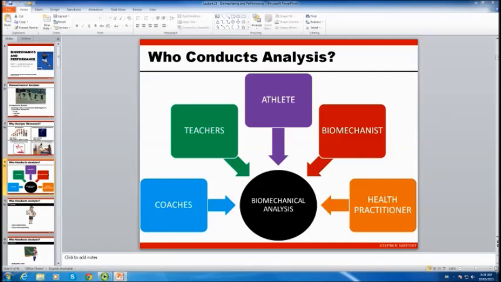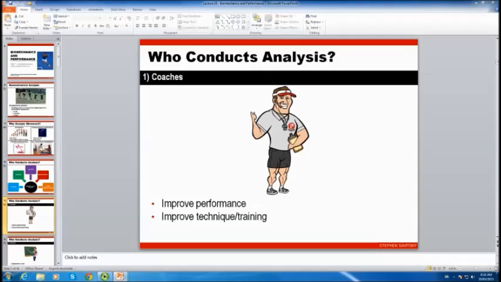Why do coaches conduct analysis? Why would you bother? Improve performances. In general, yeah, that's what you're there for, isn't it? If you didn't have a coach, what would we expect? Not as good performance. The coach is there to improve the athlete's performance.